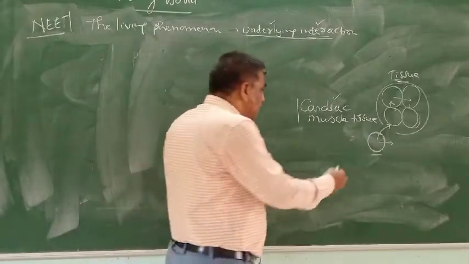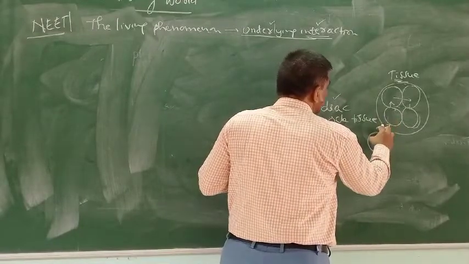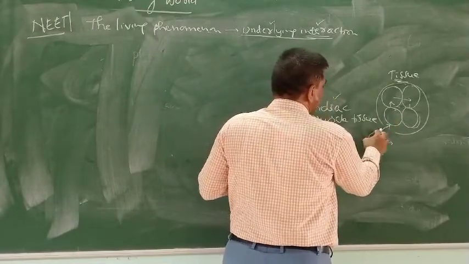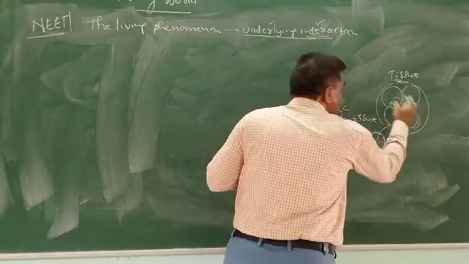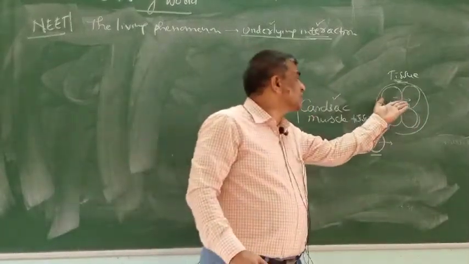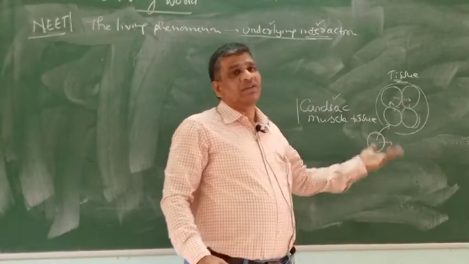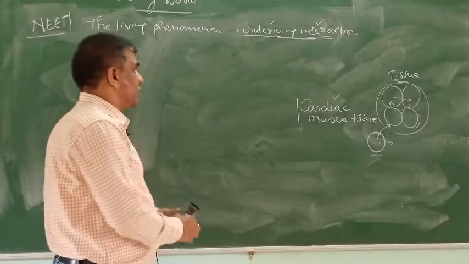So how does it acquire it? With this example you can understand that when the cell is separated, it cannot perform that function. When the cell is present along with other cells, it will perform that definite function. That is because of the interaction. Here interaction is there; here interaction will not be there, therefore it will not perform its function.